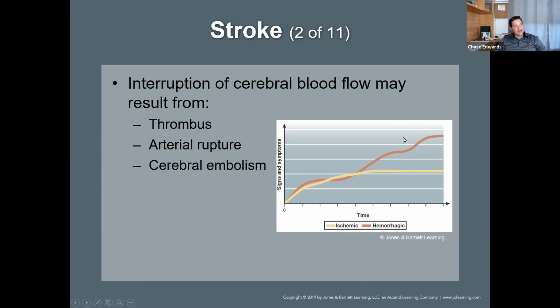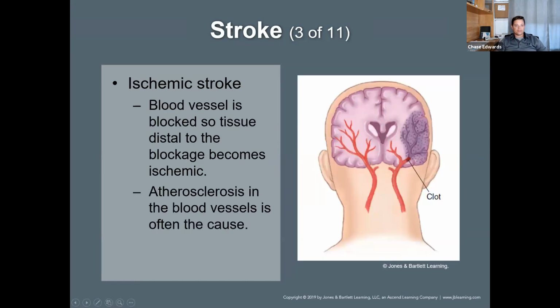You can see there the varying times versus the onset of signs and symptoms. There's a good explanation picture.